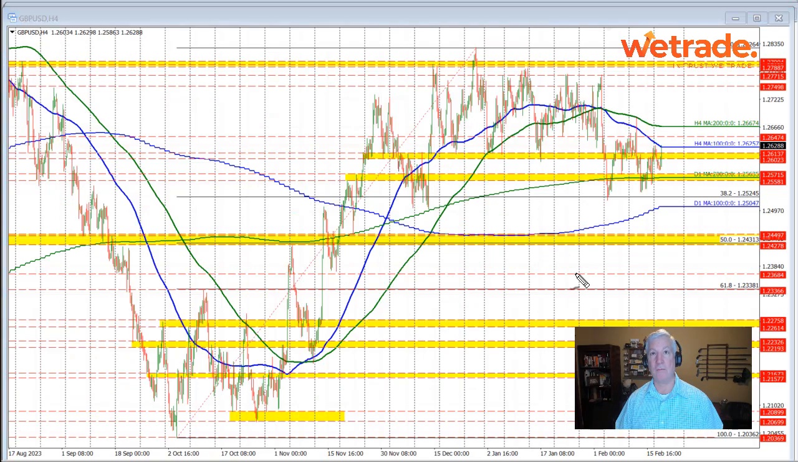Finally, let's take a look at the sterling versus US dollar, and again we'll look at the 4-hour chart for this currency pair. We are up testing the 100-bar moving average on the 4-hour chart at 126.25. In trading yesterday, the price moved up toward that level, but found willing sellers ahead of that level, pushing the price back down toward this swing area here and the 200-day moving average. That's the green line in this chart.